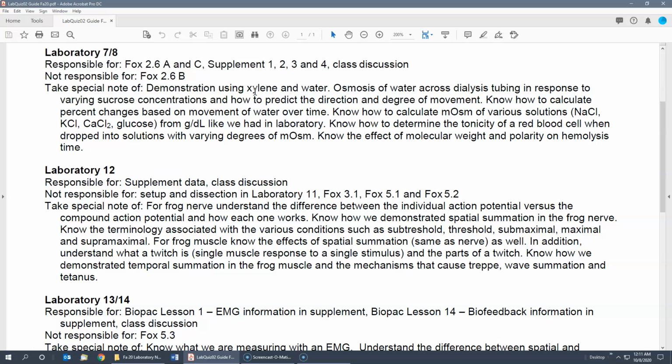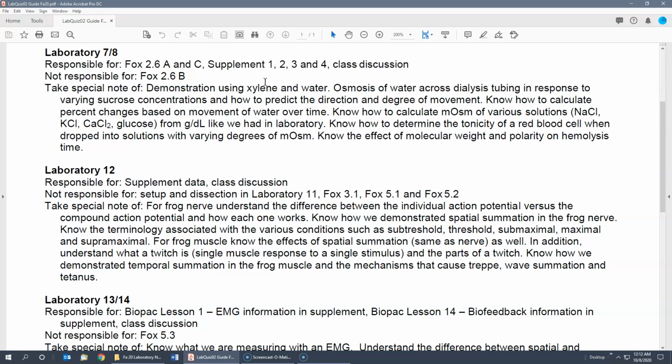Know how to calculate milliosmoles, right? So for the solutions that we're typically responsible for, sodium chloride, calcium chloride, potassium chloride, and glucose, from grams per deciliter like we did in the laboratory. You should also know how to determine the tonicity of a red blood cell when dropped in solution based on the calculation of milliosmolarity. If it's below 280 and it's human red blood cells, it would be hypoosmotic, and the red blood cell would swell, it would gain water. If the difference was big enough, it would eventually burst.